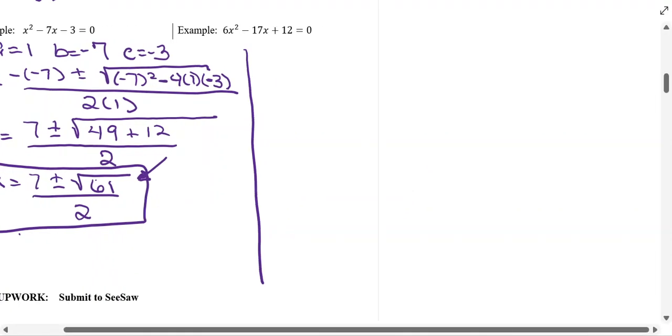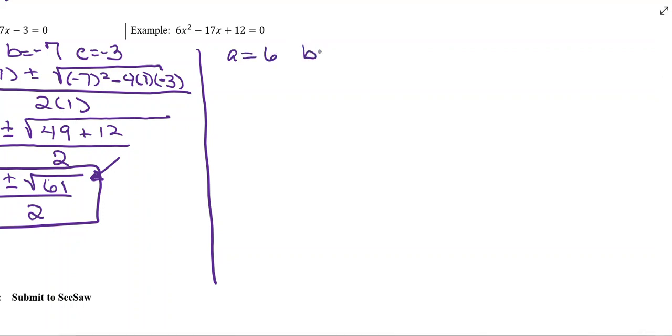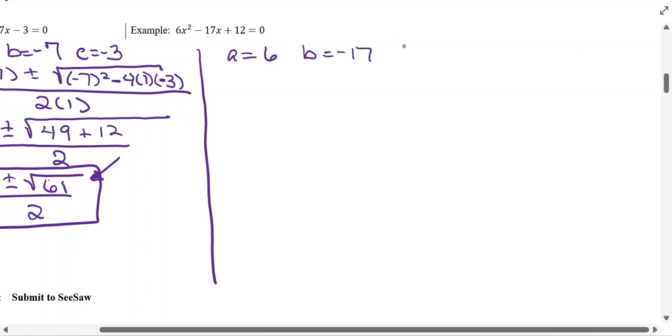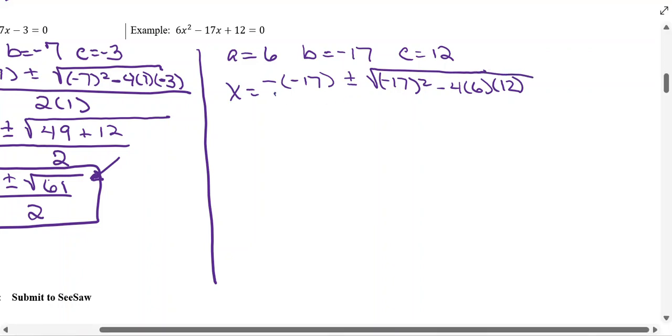So our next one, we have a equals 6, b equals negative 17, c equals 12. So I have x equals negative 17 plus or minus the square root of negative 17 squared minus 4 times a times c all over 2 times a.